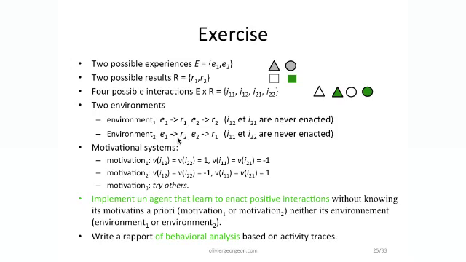So environment 0 is: I do E1, I receive R1. I do E2, I receive R2. And the other environment, it's the opposite. And then we try different motivations by giving different values to interactions. And we want to design an agent that will learn to maximize its motivation without knowing the environment a priori.